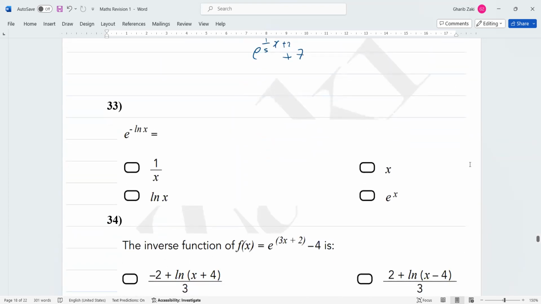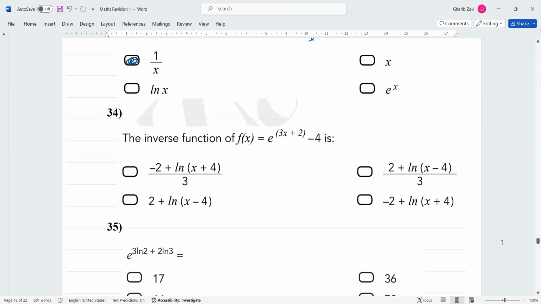He said e power minus ln. I think it's easy. Put the negative up to x. So it's e power ln x power minus 1. So the answer is x power minus 1. It's 1 over x. So the correct answer is 1 over x.